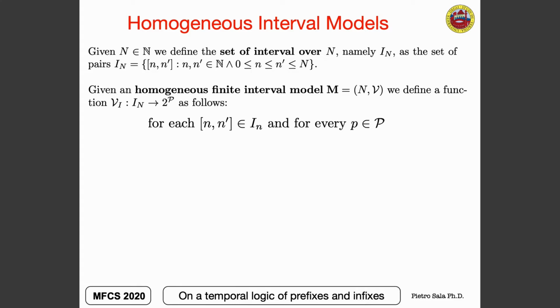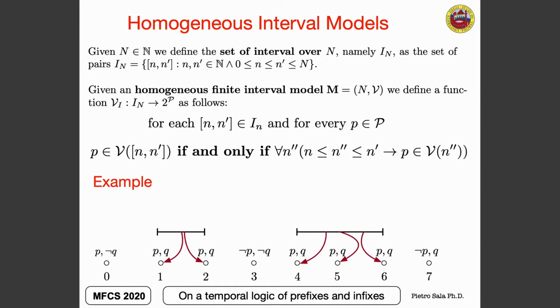We take an interval and a letter P, and we say that the letter P holds over any interval if and only if the letter holds over all the points contained in the interval. So for instance, here we have that P and Q both hold on the points contained in 1, 2 and 4, 6.